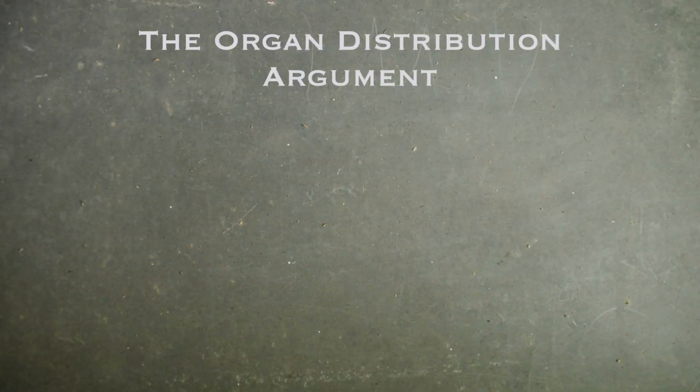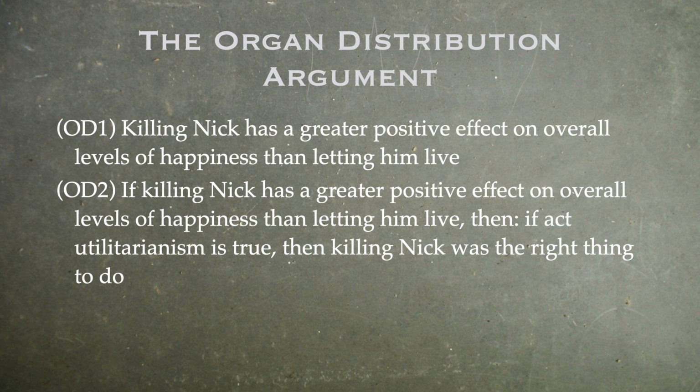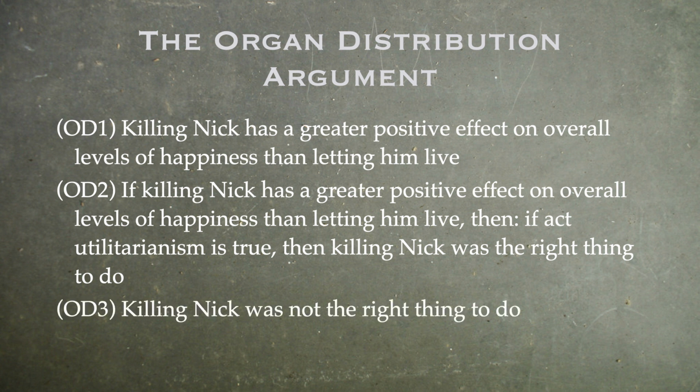And we can formalize this with the organ distribution argument. OD1: Killing Nick has a greater positive effect on overall levels of happiness than letting him live. OD2: If killing Nick has a greater positive effect on overall levels of happiness than letting him live, then, if act utilitarianism is true, then killing Nick was the right thing to do. OD3: Killing Nick was not the right thing to do. OD4: So act utilitarianism is false.